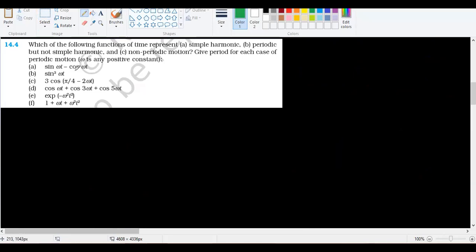Which of the following functions of time represents simple harmonic motion? Periodic but not simple harmonic, non-periodic, give period for each case of periodic motion. Omega is any positive constant. Okay, how to do this? So let's see.